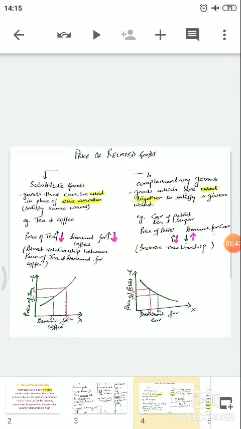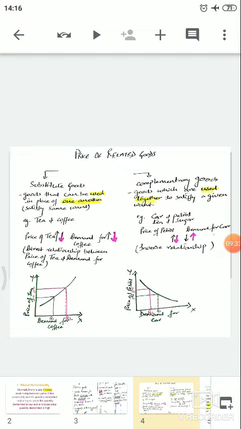Now these are the goods which are used together and they satisfy one type of want. For example, car and petrol. Now car and petrol is required if you have to travel a certain distance. Now, what is the relation between the price of car and the demand for petrol? Now if the price of car is high, a lesser number of people would purchase it and therefore demand for petrol would fall. So the price of car is rising, the demand for petrol is falling. So there is an inverse relationship between the price of the commodity and the demand for its complementary good.